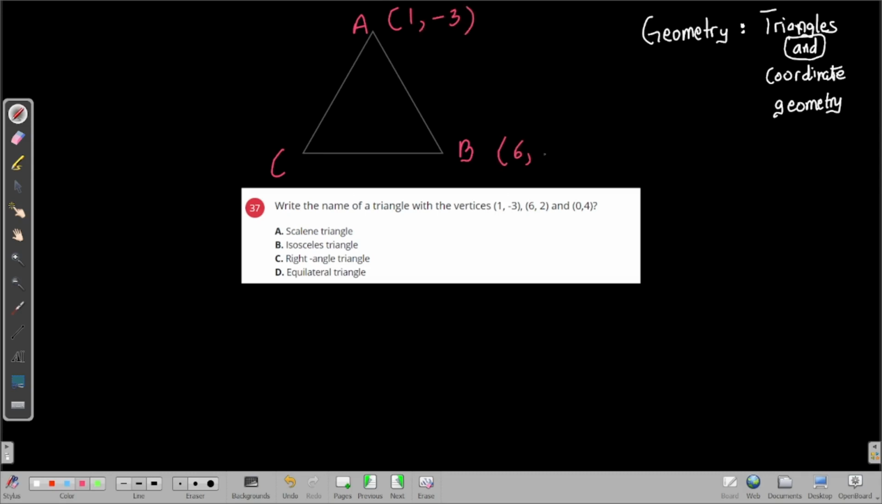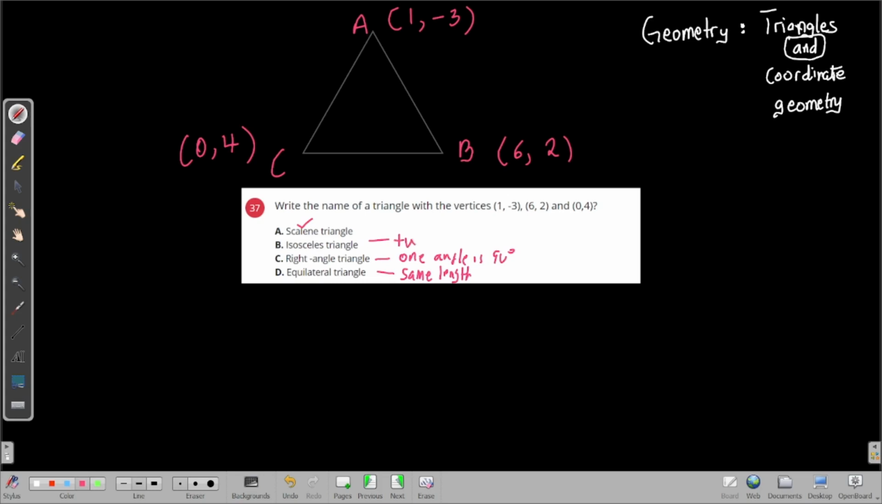So these are the coordinates, the points. If you were to draw this on a graph and connect the 3 points together, it will give you a triangle. So how do we know the name of the triangle? How do we know whether it is scalene, isosceles, right angle, or equilateral? Equilateral, they have the same length, all the sides. Right angle, one angle is 90 degrees.